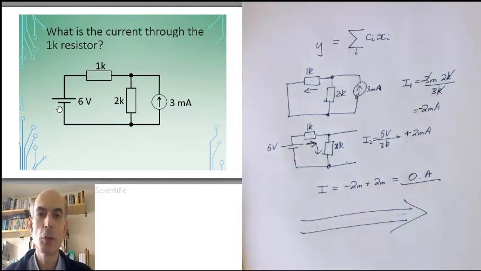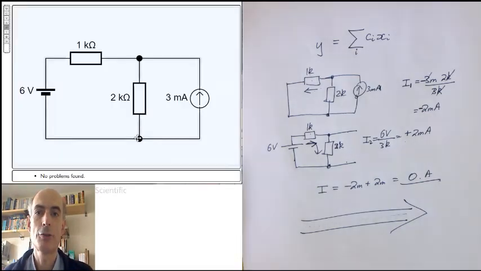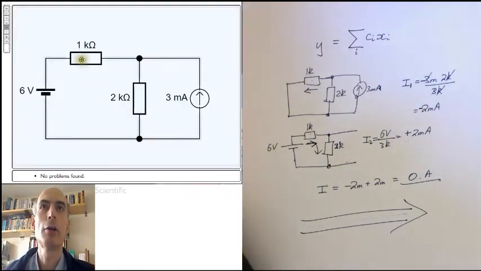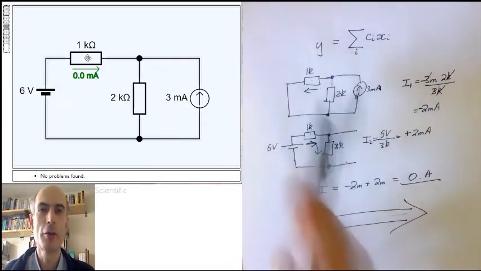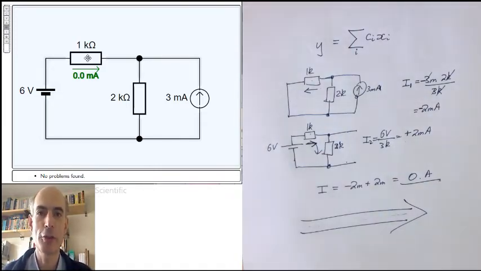And as usual, we can check it on the simulator. Here's the circuit, and if I ask it what the current is through the 1K resistor, nothing. Good. And that's usually a simpler way of solving these circuits than trying to solve all the simultaneous equations for the different currents and voltages in the circuit.